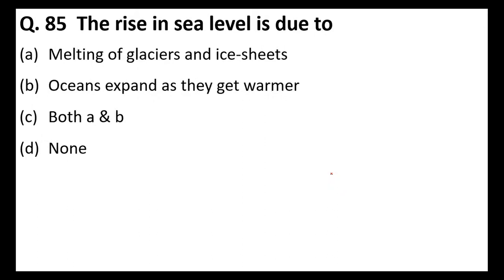The rise in sea level is due to melting of glaciers and ice sheet, ocean expand as they get warmer, both A and B, or none. What is the cause of a rise in sea level? The right answer is option C, because melting of glaciers and ice sheets, ozone hole is there in our ozone layer. So what happens is when rays come directly, it melts the glaciers and ice sheets, and when water increases, ocean expands as they get warmer. So the right answer is C, both A and B.